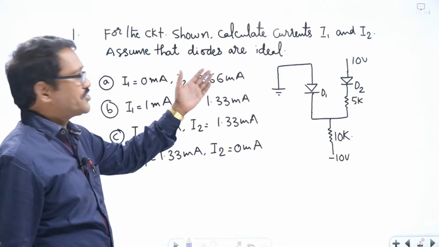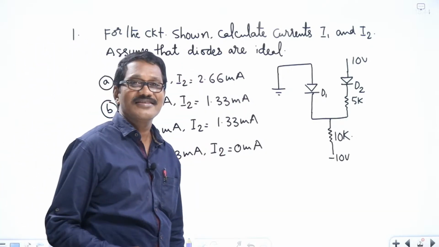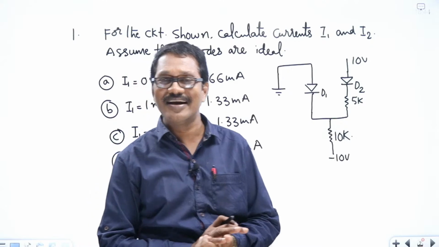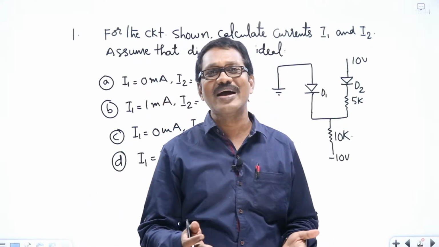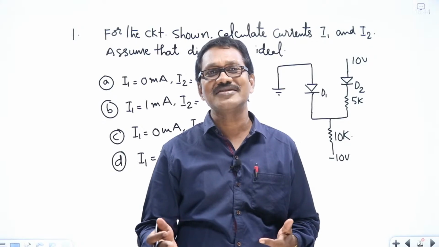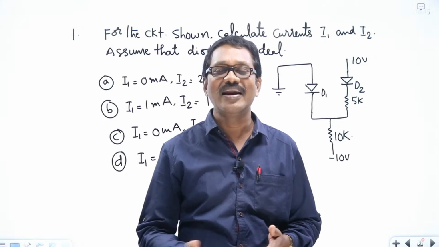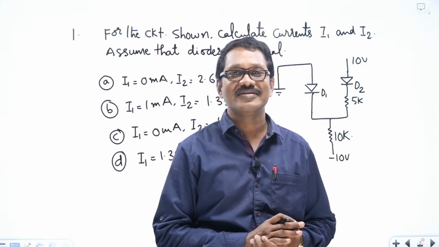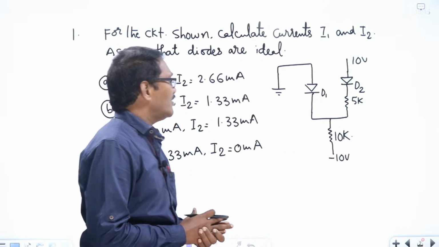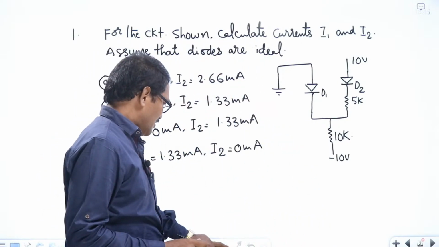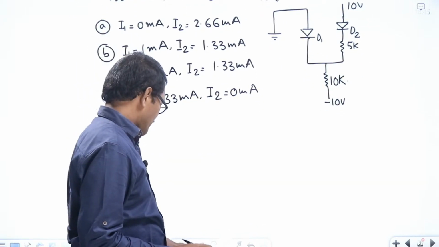For the circuit shown, calculate I1, I2, assume that the diodes are ideal. Just what I told you, ideal diode. What is an ideal diode? An ideal diode is one for which both the potential barrier as well as the diode forward resistance are assumed to be cancelled, that means eliminated, not taken into account. That is nothing but an ideal diode. Correct? So in this case, let us replace both the diodes with short circuit.